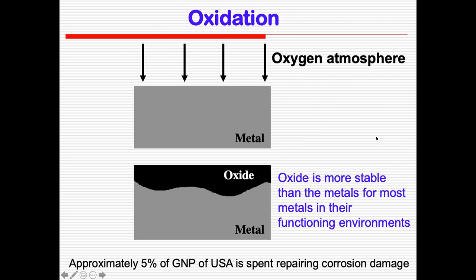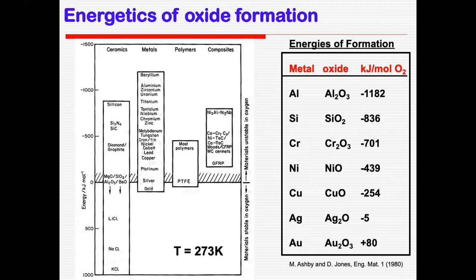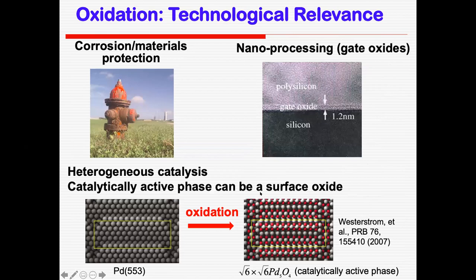This becomes obvious if we look at the Gibbs free energy change. For example, here we have aluminum and aluminum oxide. The aluminum oxide is much more stable than aluminum, as you can see from the energies here. The exception is gold. Gold does not oxidize because gold oxide is less stable than gold. All right, oxidation study has been a basis for many technological applications, such as corrosion. As we know, corrosion can cause significant damage to metallic components.